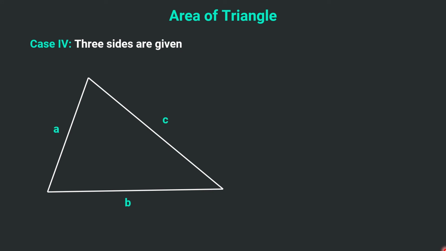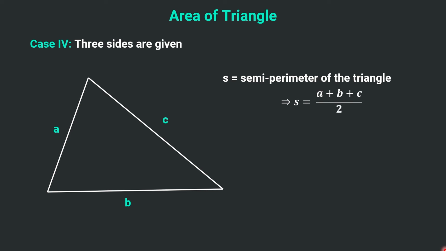So here, before finding the area, we have to find out the semi-perimeter of the triangle. What is semi-perimeter? That means half of the sum of all sides. So the semi-perimeter S is given as (A plus B plus C) upon 2. So the area of a triangle is given as under root S into (S minus A) into (S minus B) into (S minus C), where A, B, C are the three sides of a triangle and S is the semi-perimeter of the triangle. So this formula is also called Heron's formula.